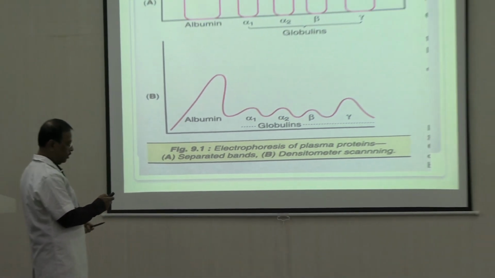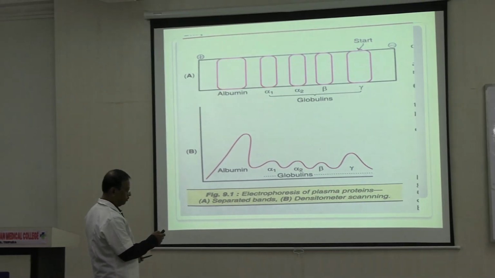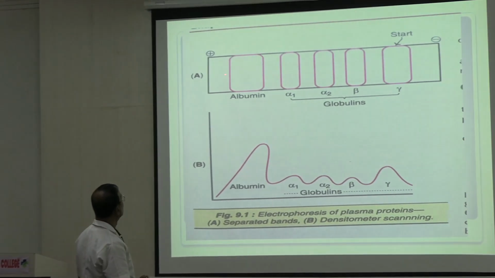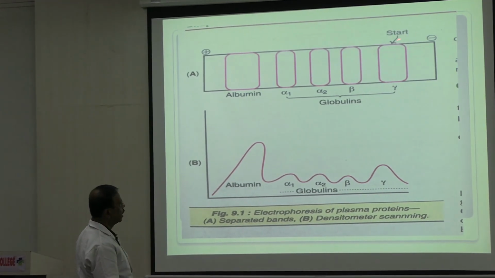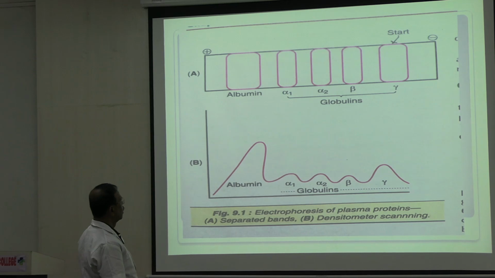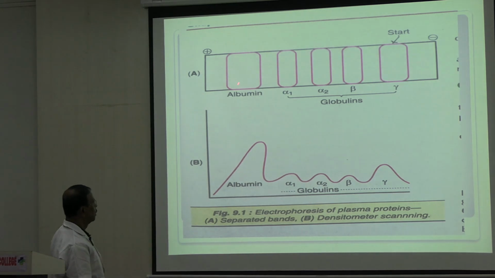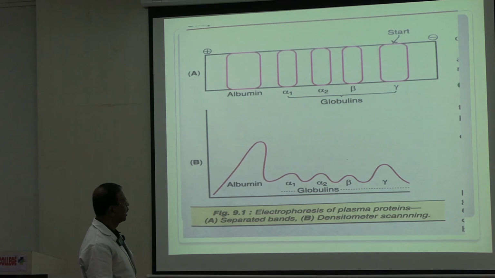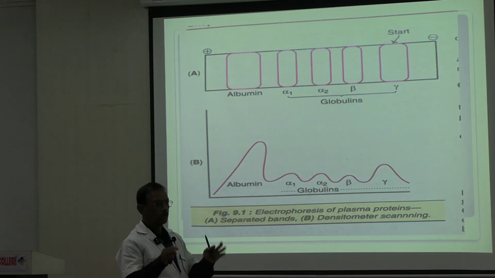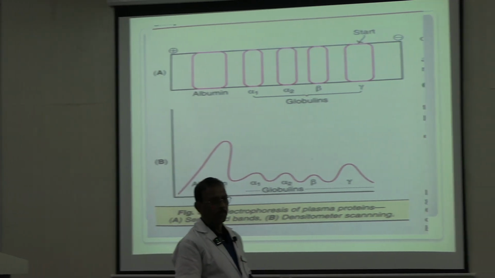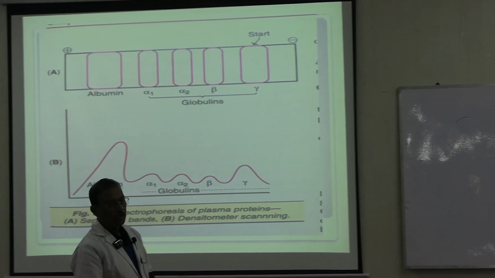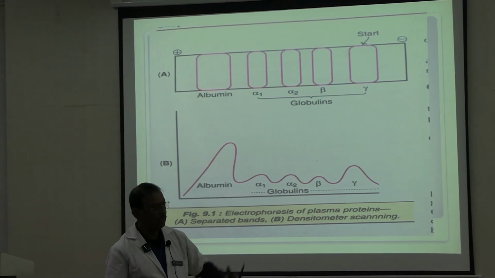See, we have the start point here. Albumin has traveled the farthest, then alpha 1, alpha 2, beta, gamma. So these are separated like that. Okay. Now we let it dry.